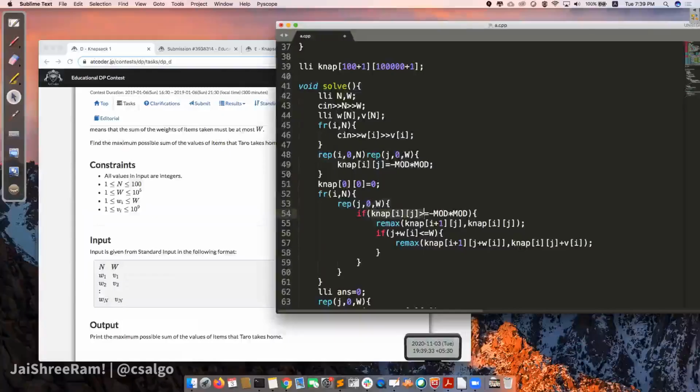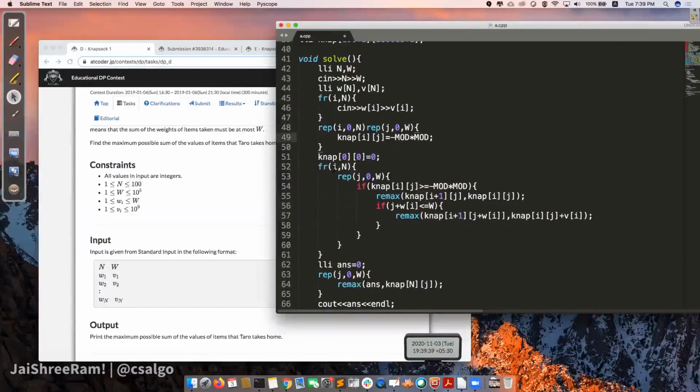If I can make that weight, so if it's greater than minus mod into mod, that means there is some possible way to reach that state, right? So if that is reachable, then we can either not take anything for this particular item, so we will reach the I plus 1th state with the same weight, and this is one of the possible profits that I can create, right? So this is one, I will just remax it.